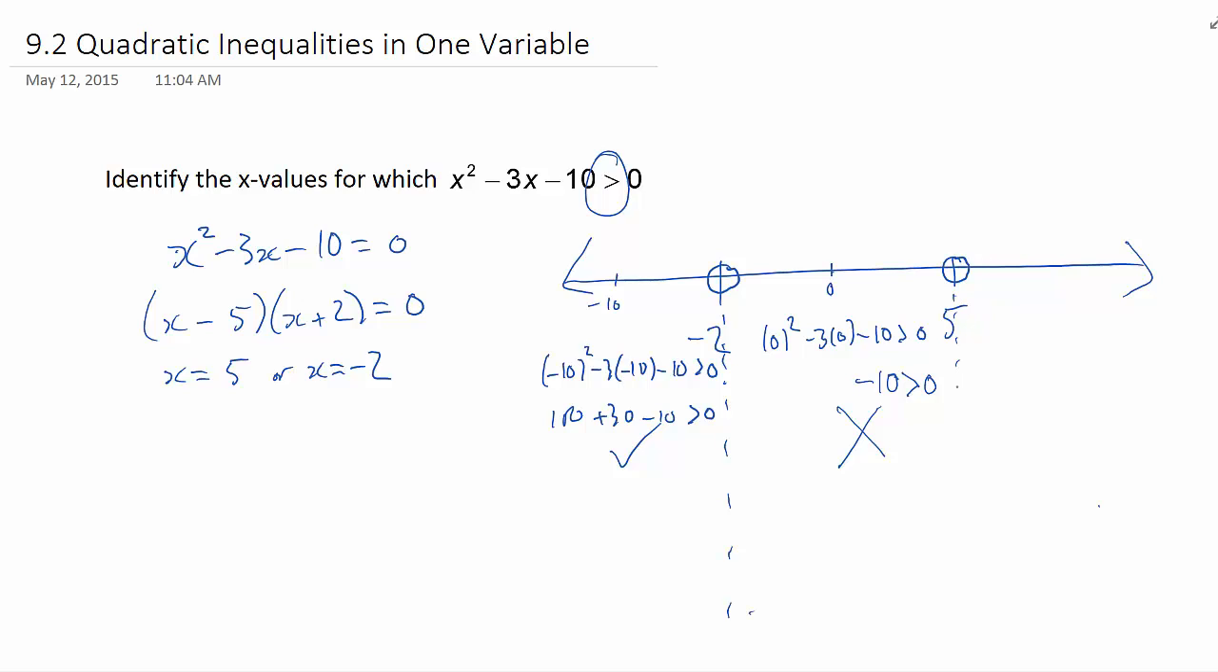And finally, let's test to the right. This last interval, greater than 5. Let's go with 10 again. 10 squared minus 3 times 10 minus 10 greater than 0. This is 100 minus 30 minus 10 greater than 0. Yeah, that's going to work.